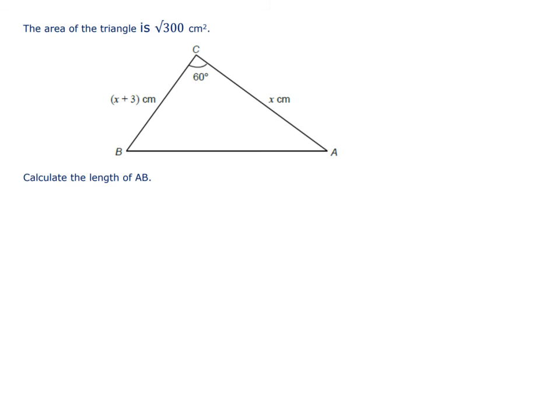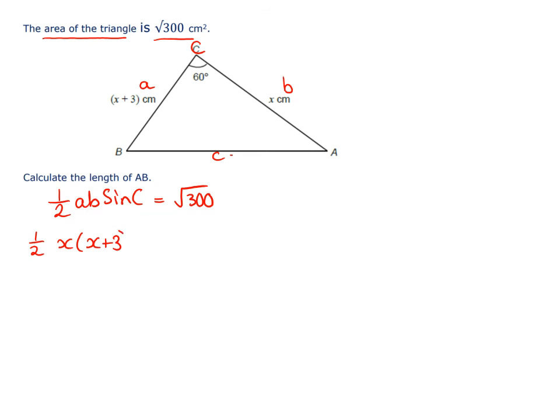Okay, so this is quite a tricky question involving area of a triangle because we've also got some algebra in there. So I'm just going to talk you through this one. As soon as we're told that it's about the area of a triangle, I'm going to set up my equation, which is a half AB sine C, and we've been told that that is equal to root 300. So I'm just going to make sure that I've got the right things in the right places. So I've got a half times by x plus 3 times by sine 60 equals root 300.